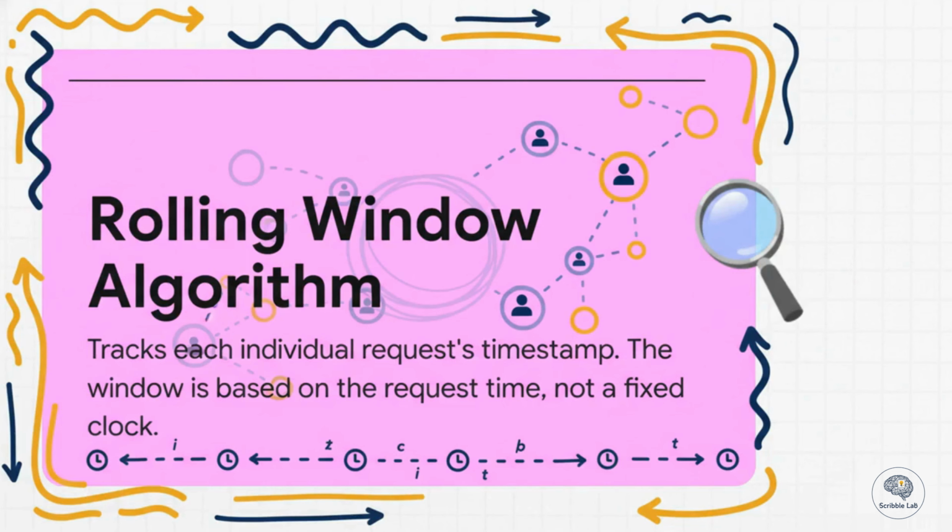Enter the rolling window. Now, instead of a fixed clock, this algorithm's window is relative to the current time. It asks, how many requests has this user made in the last 60 seconds from right now? This is much more accurate, but it means we have to store the timestamp of every single request. And as you can probably guess, that has some serious consequences for memory.